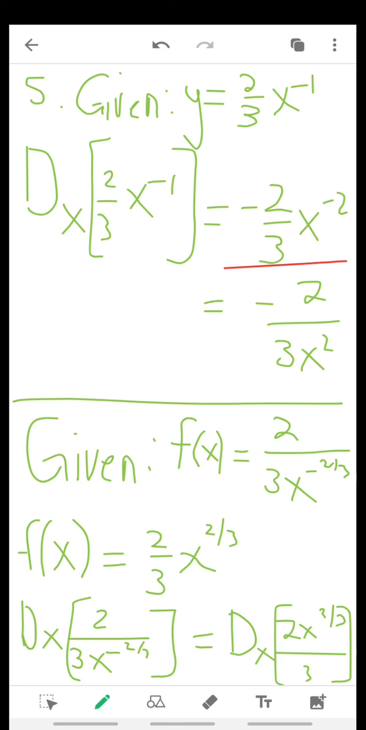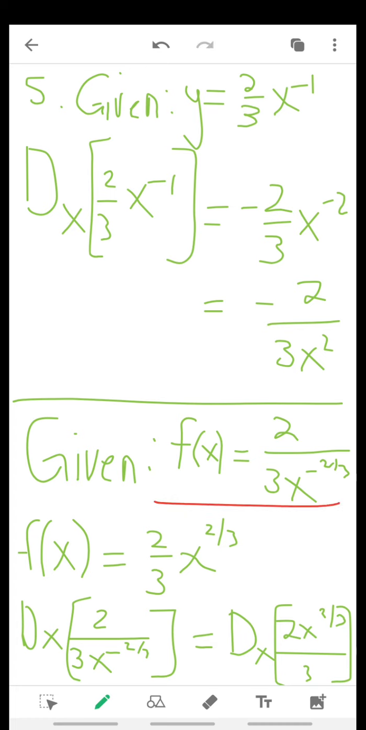You can stop here, unless you are told to write your answers with a positive exponent, then it will be minus 2 over 3. Remember, x to the power minus 2 is 1 over x squared. So minus 2 times 1 is minus 2. Then 3 times x squared is 3 x squared. So the final answer will be minus 2 over 3 x squared.